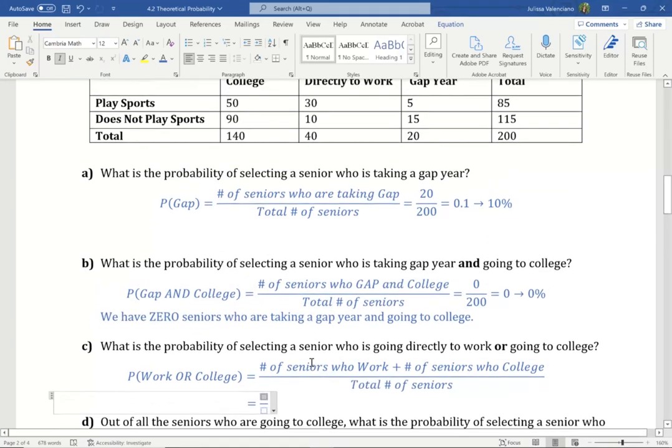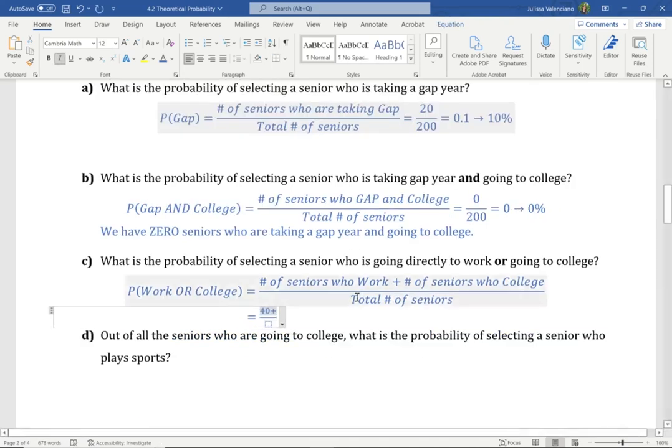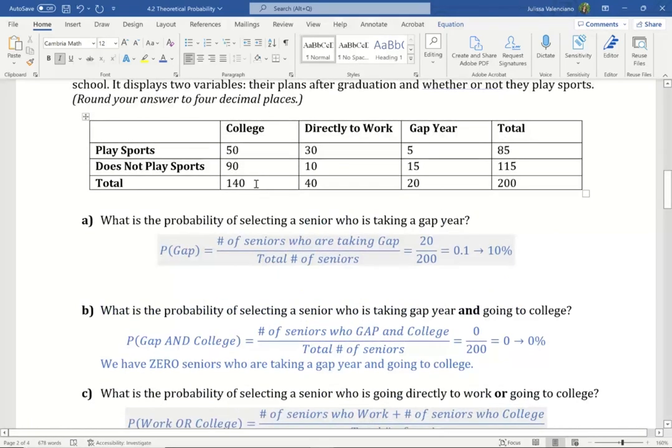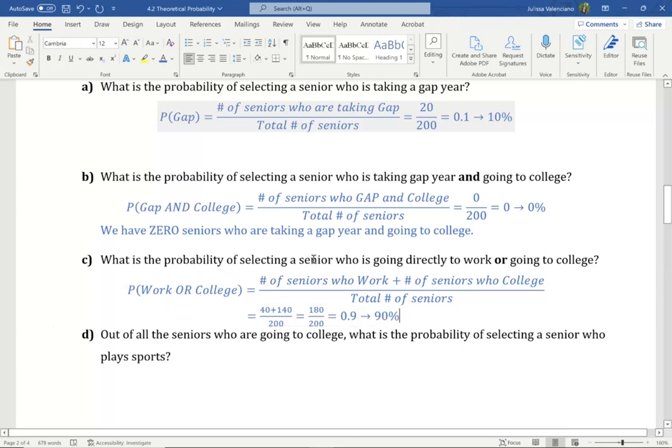So let's look at our table. How many seniors are going to work? Here on the table, we see that a total of 40 students are going directly to work. So we have 40 plus how many seniors are going to college? Here on the table, we see that a total of 140 students are going to college. So on the numerator, we have 40 plus 140. On the denominator, we have the total number of seniors, which is 200. This is equal to 180 divided by 200. This is equal to 0.9, which is equivalent to 90%. The probability of selecting a senior who's going directly to work or a senior who's going to college is 90%.